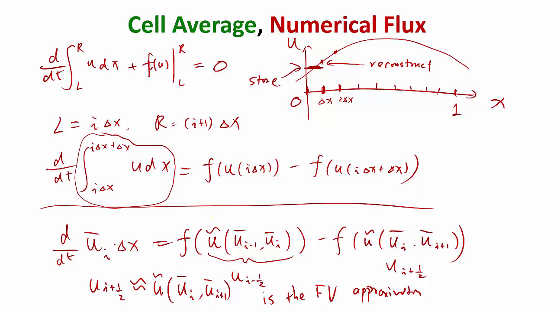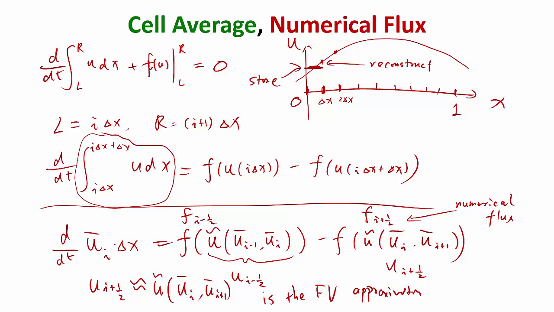And after this approximation, this F is the numerical flux. We also call this F of I minus half, and this is F of I plus half. These are the numerical flux. The flux as a function of the reconstructed value at the grid points. Alright, any questions about this?